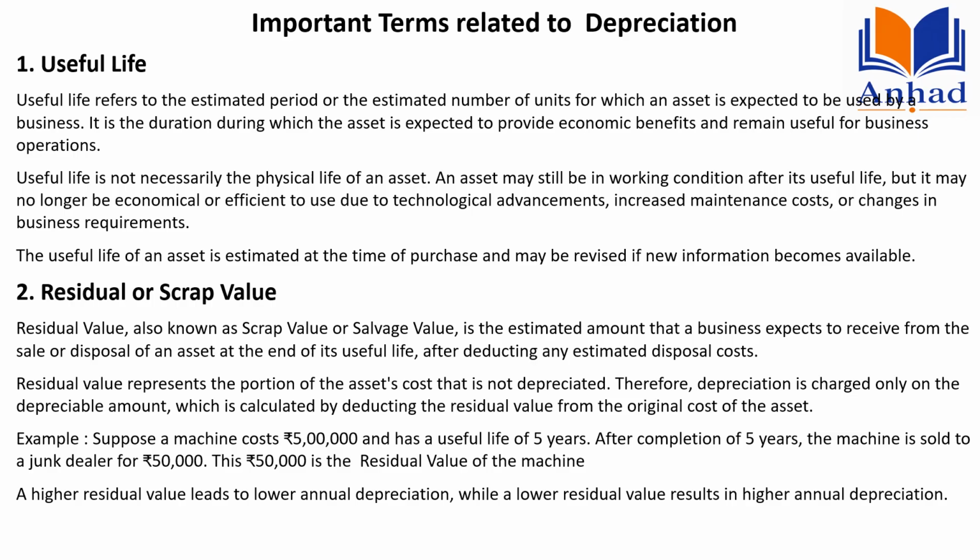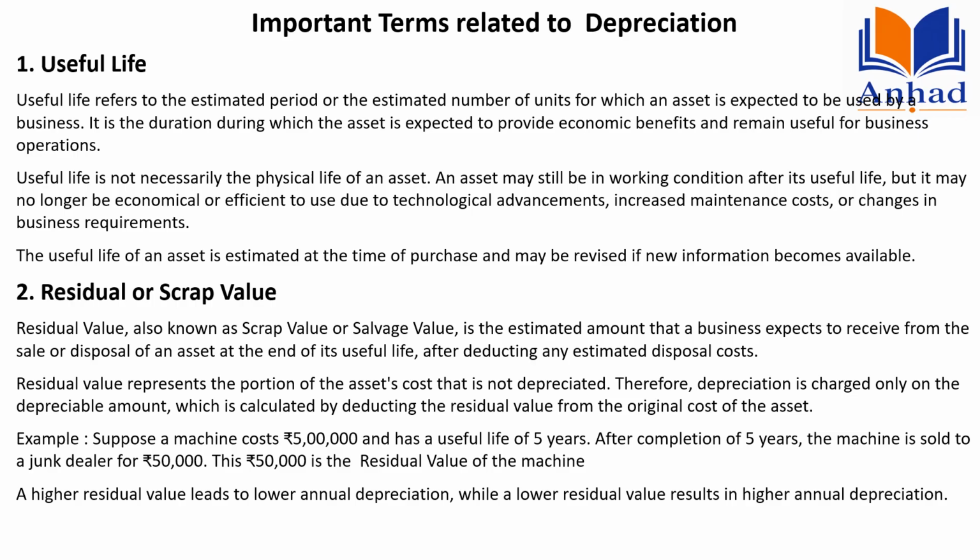Suppose a machine costs 5 lakh rupees and has a useful life of 5 years. After completion of 5 years, the machine is sold to a junk dealer for 50,000 rupees. This 50,000 rupees is the residual value of the machine. A higher residual value leads to lower annual depreciation, while a lower residual value results in higher annual depreciation.